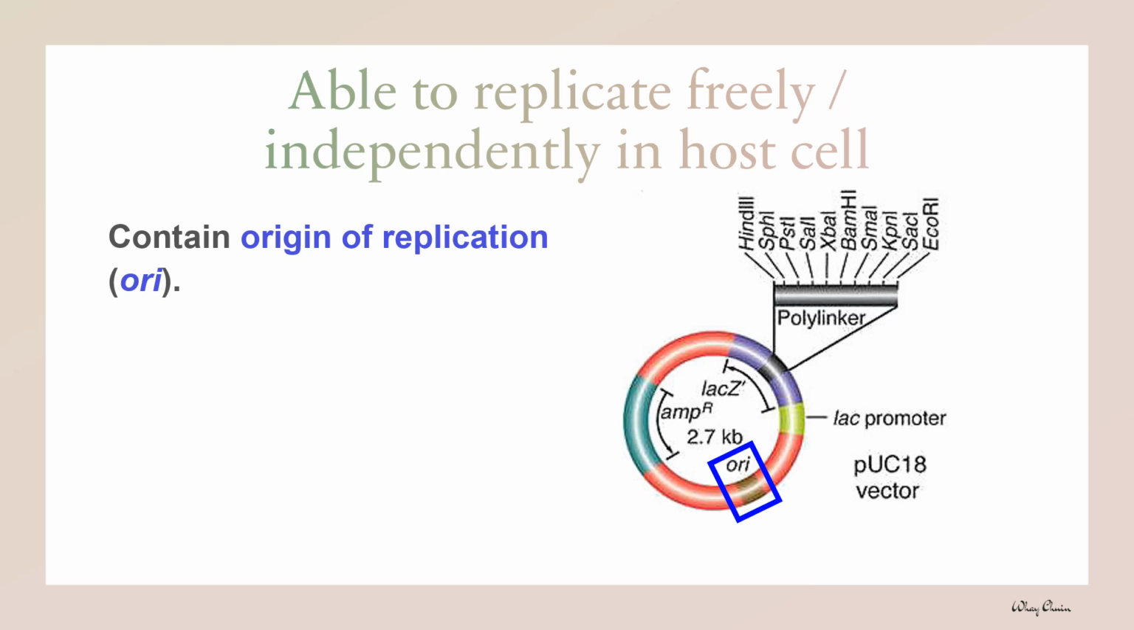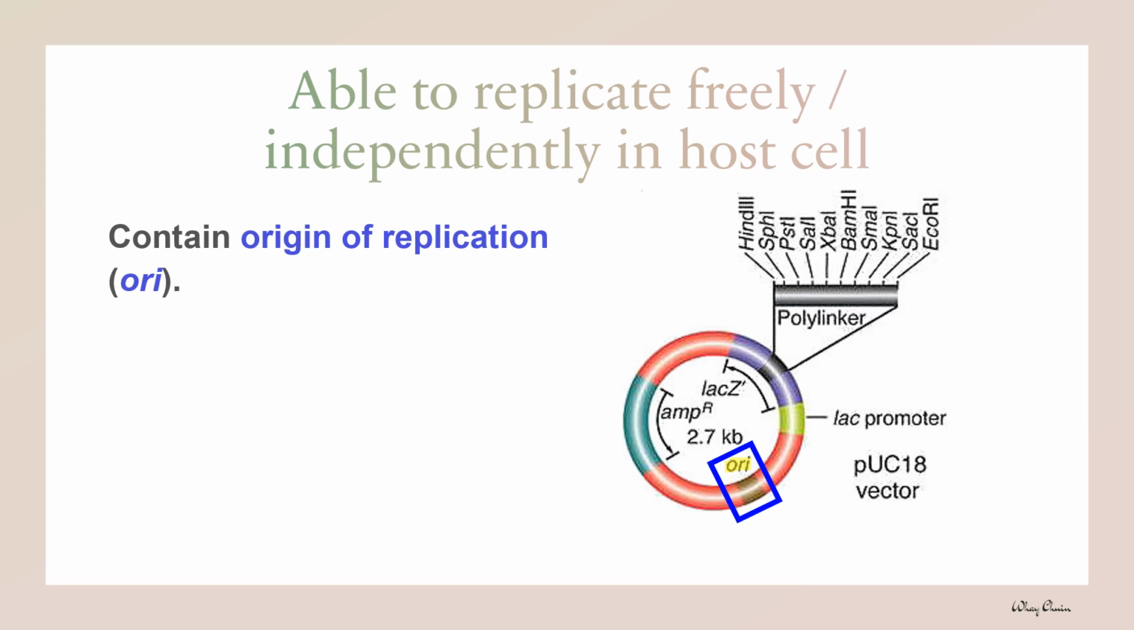The next characteristic of a cloning vector is they're able to replicate freely or independently in the host cell. Plasmid, for example pUC18, has the origin of replication, which is written with the abbreviation ORI. ORI means a sequence of nucleotide base pairs that initiates the DNA replication. Like what we have studied in chapter 5, for eukaryotic cells, the ORI is important to be recognized by helicase to start the unwinding for the DNA replication.